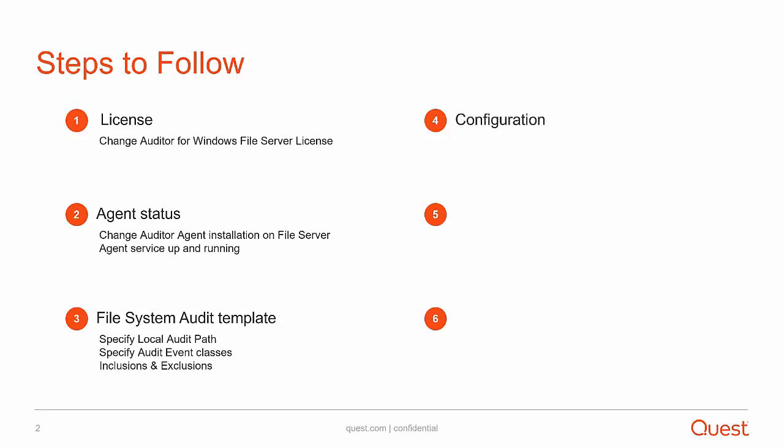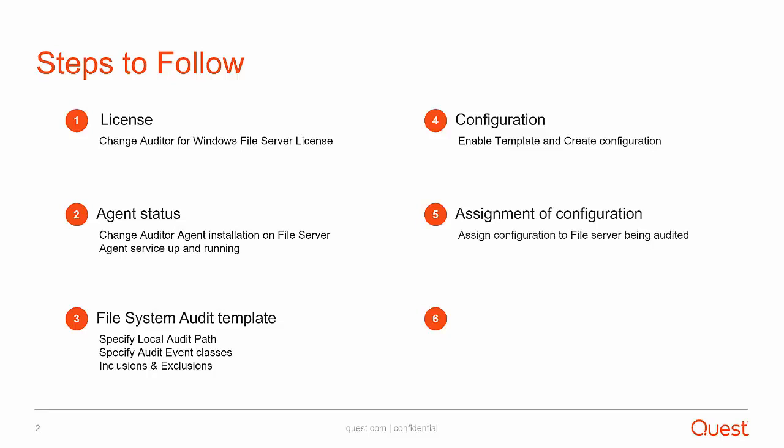Once the template is created, we should create the configuration. In this configuration, we should enable the template that we need to assign. Once the configuration is created, we should assign this configuration to the respective file server that we are auditing. This is a very important step because if you do not assign the configuration to the respective file server, you will not receive any audit events from that file server.